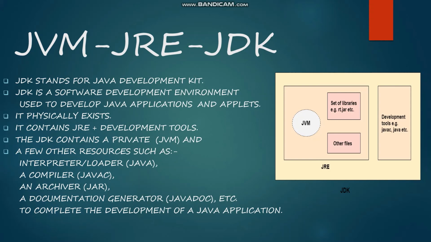Like Windows will contain a different set of JRE and JVM, and the Linux development kit will contain a different kind of JRE and JVM. It also contains a few more features like the class loader, the compiler, the javac compiler used for compiling Java programs, an archiver, and a documentation generator, like whenever you create a program, a document is generated with the name Javadoc.